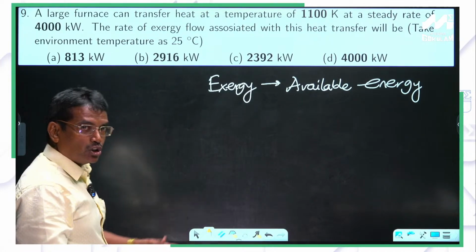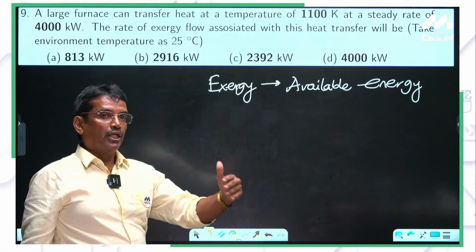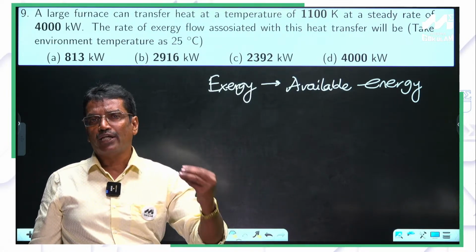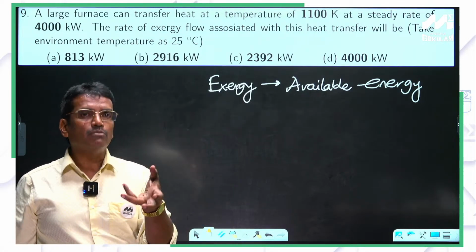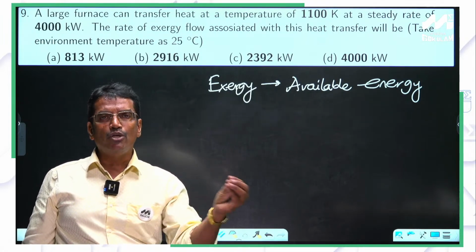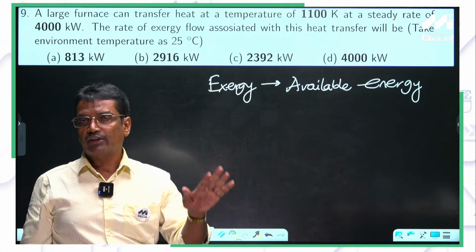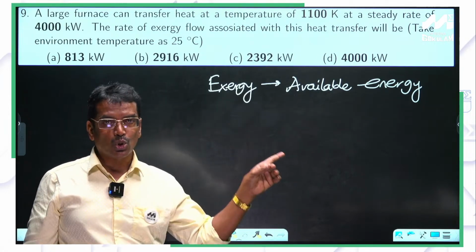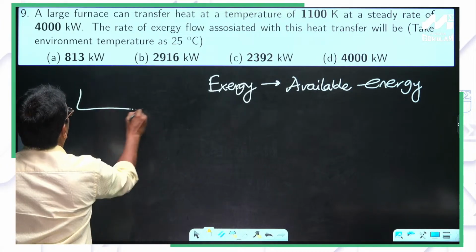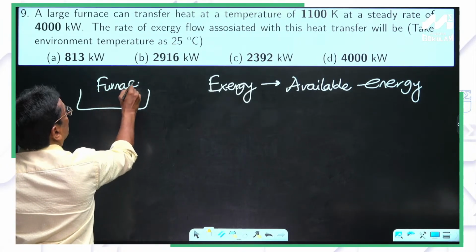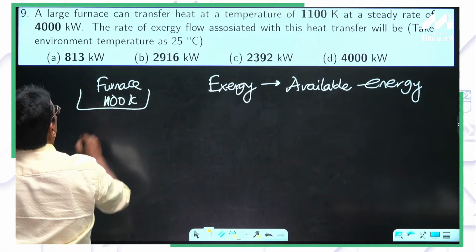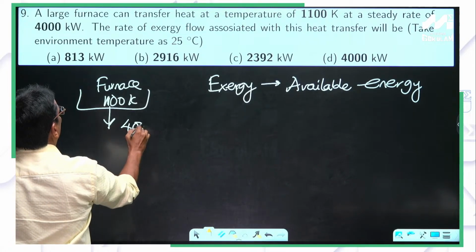Available energy is the maximum useful work you can obtain, and the maximum work is obtained only when the process is undergoing reversibly. Only a reversible heat engine like a Carnot heat engine can provide you the maximum useful work. That maximum useful work that could be obtained is called exergy, also known as available energy. A source is there, a large furnace at a temperature of 1100 Kelvin, and it is able to supply 4000 kilowatts.